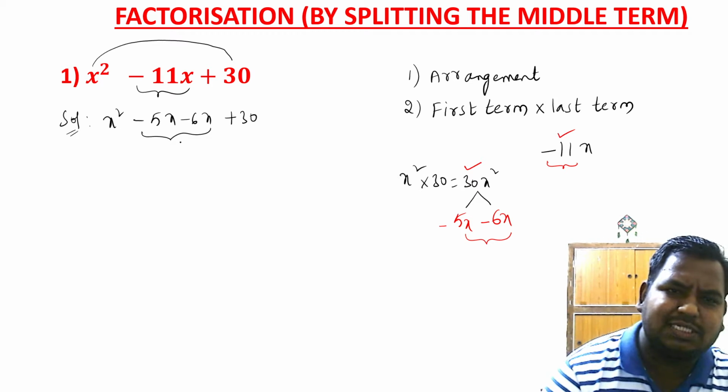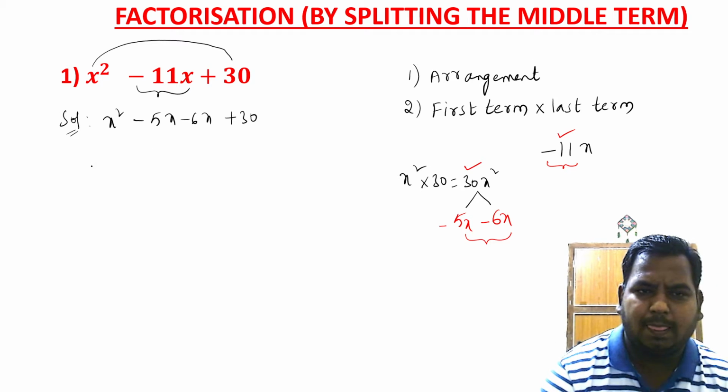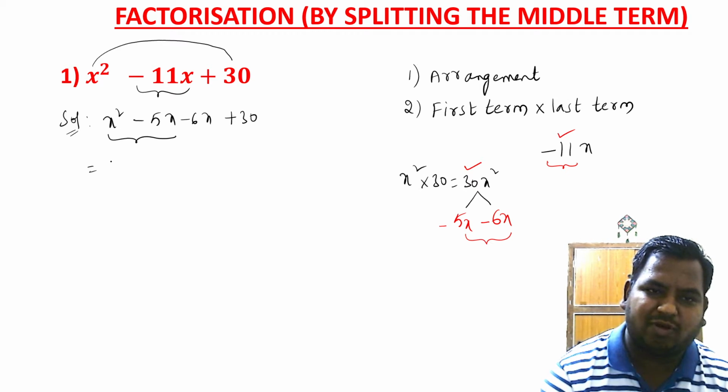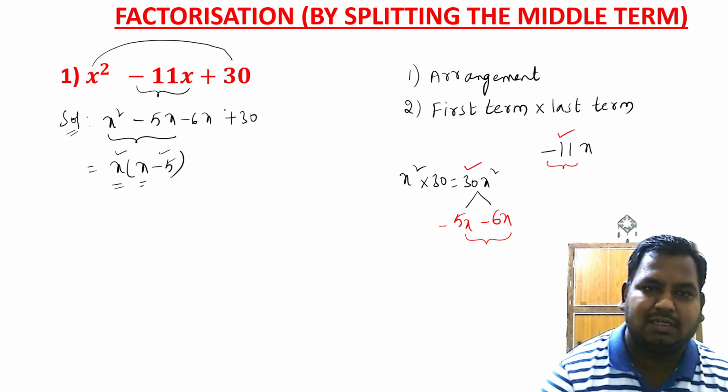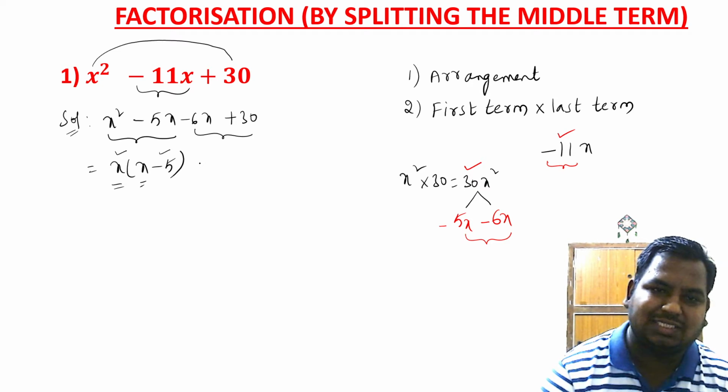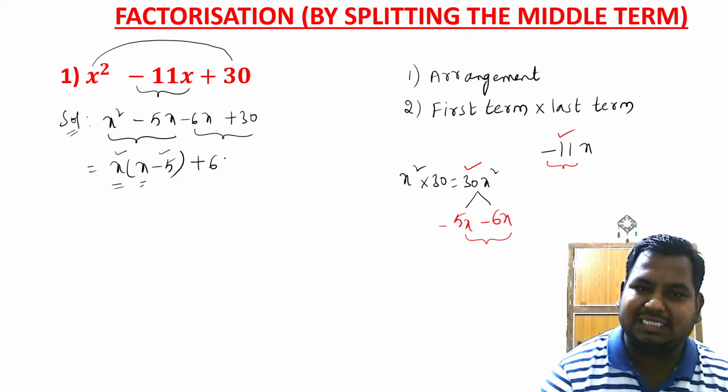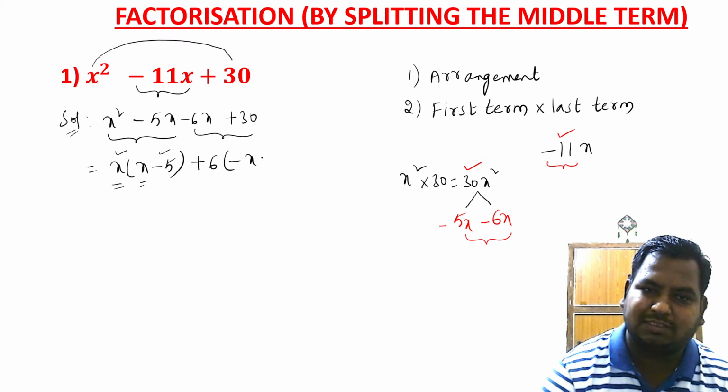Now, from the first two terms, I can take x common. If I take x common, I am left with x minus 5, because x into x is x square, x into minus 5 is minus 5x. From the last two terms, I can take 6 common. If I take 6 common, I am left with minus x plus 5, because 6 into minus x is minus 6x, 6 into 5 is 30.